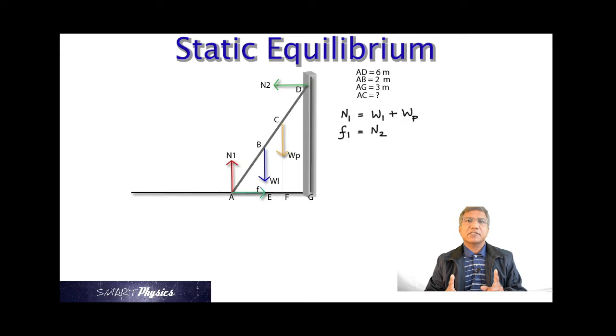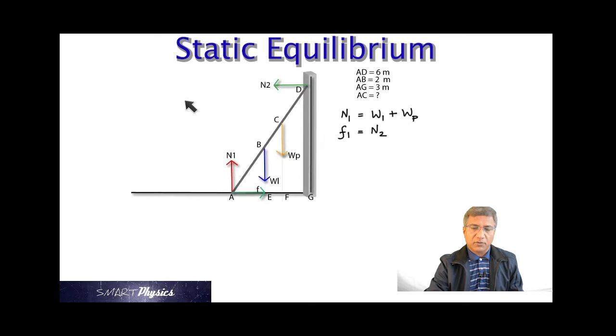Which means the distance of these forces from A is 0. Remember, torque is the force multiplied by the perpendicular distance from the point. Since the distance of N1 and F from A is 0, their torques are 0. That leaves N2. You can see N2 is counterclockwise.